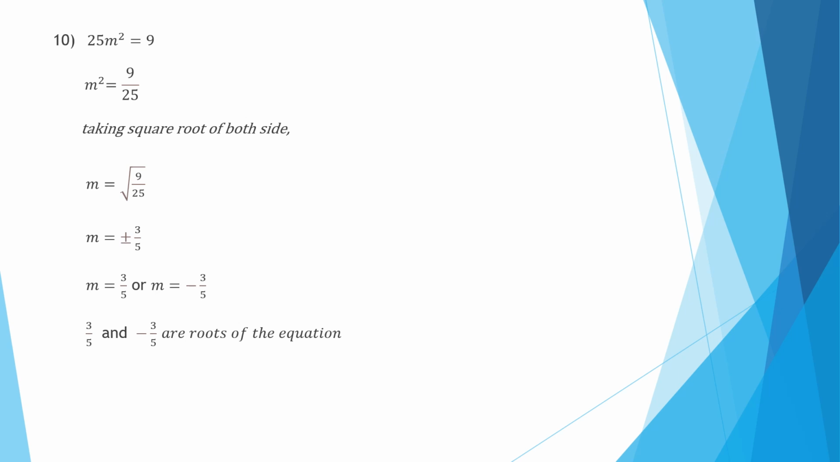Next, 10th question. The equation is 25m square is equal to 9. So we write m square is equal to 9/25.